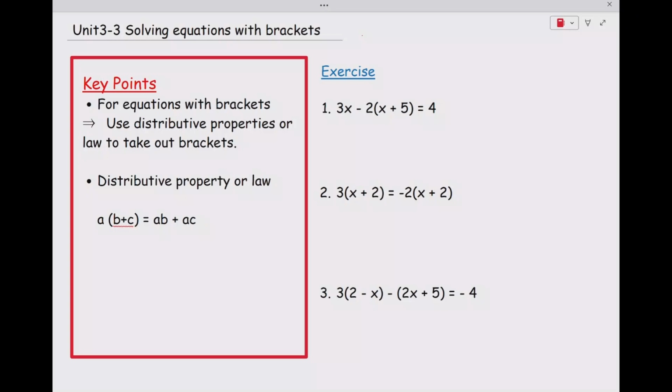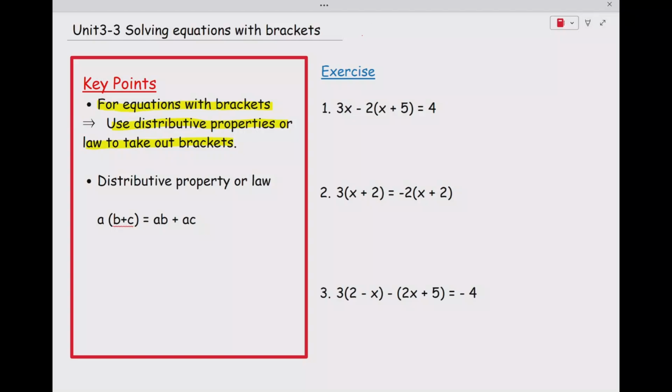Today's topic is solving equations with brackets. In the previous video, we learned how to solve equations using transposition. And today we will continue the process by explaining how to solve equations involving brackets. Let's start with the key point. For equations with brackets, use the distributive law to remove all brackets first before solving.